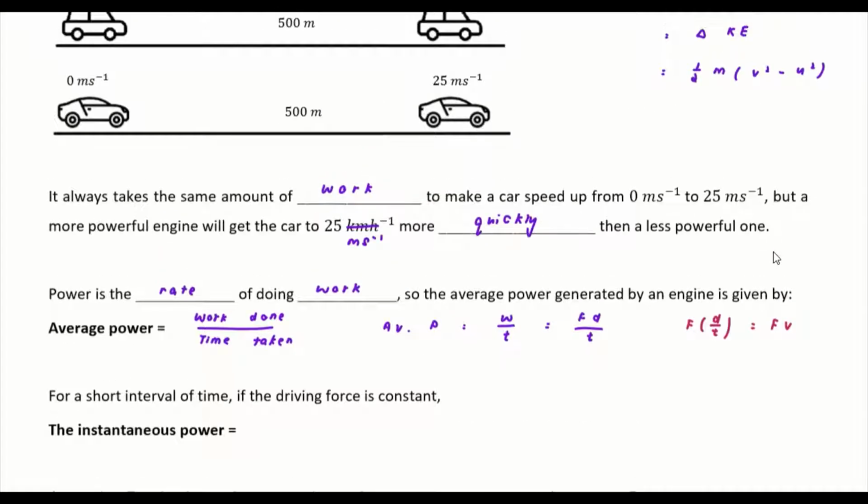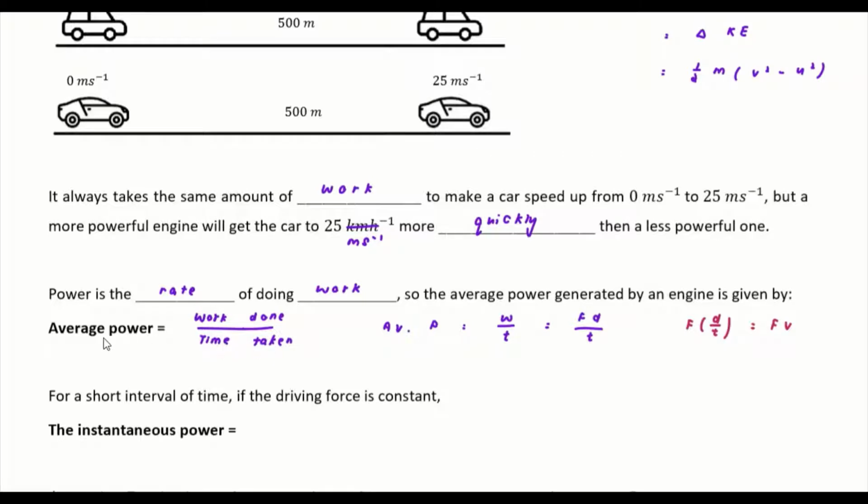So my question is, can you actually use FV rather than FD over T? The problem is, it depends on the situation. If you are trying to use this, you have a problem: are you going to use the V over here or the V over here? And if you use either of them, does that represent the average power? The answer is no, because at different instants, they will have different power.